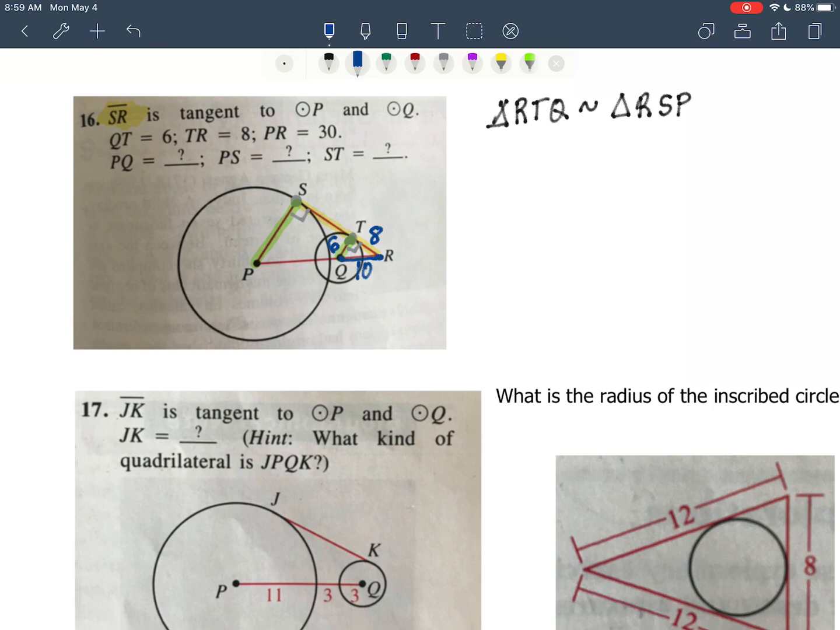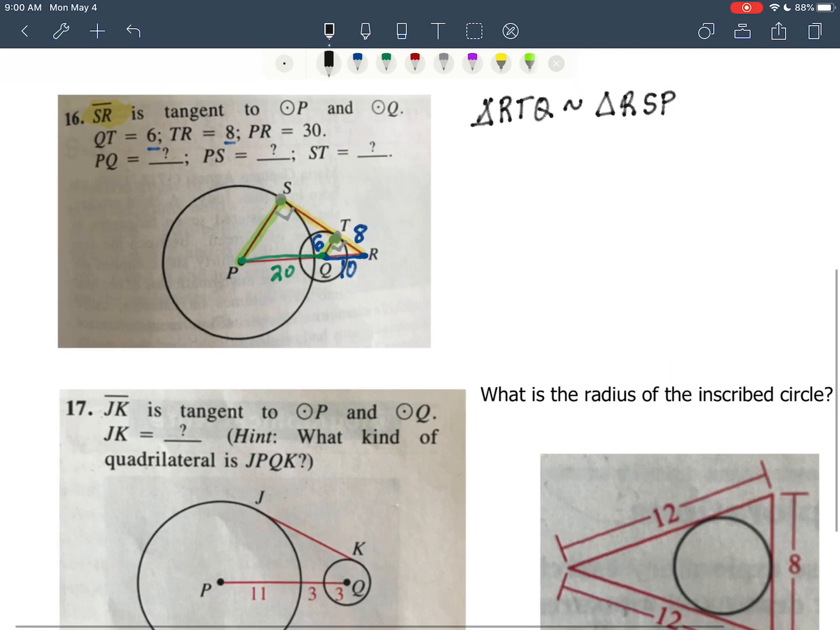So I just pause, I take a step back, and I fill that in. So I filled in the 6, the 8, now PR is 30. Well, now that I've filled in QR is 10, I know that PQ is going to be 20, so that this entire segment can be 30. So this is some pretty cool stuff. I also know that since I have those parallel lines, I'm just going to start filling in everything I know.